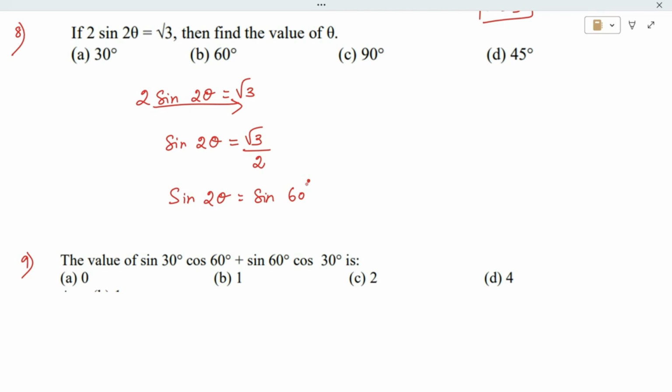In sine 60 degree of the tabulation, the value will be root 3 by 2. Now compare on both sides. 2 theta equal to 60 degree. Okay, so theta is equal to 60 by 2, which implies theta is 30 degree, which is option A.